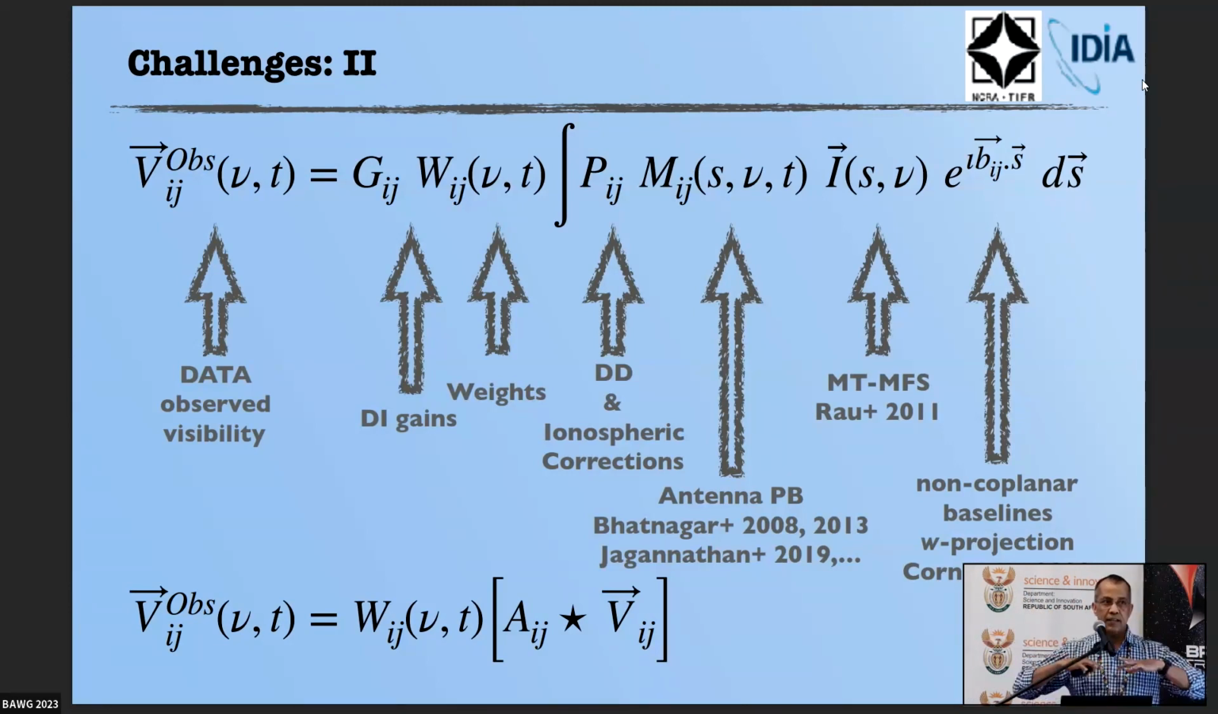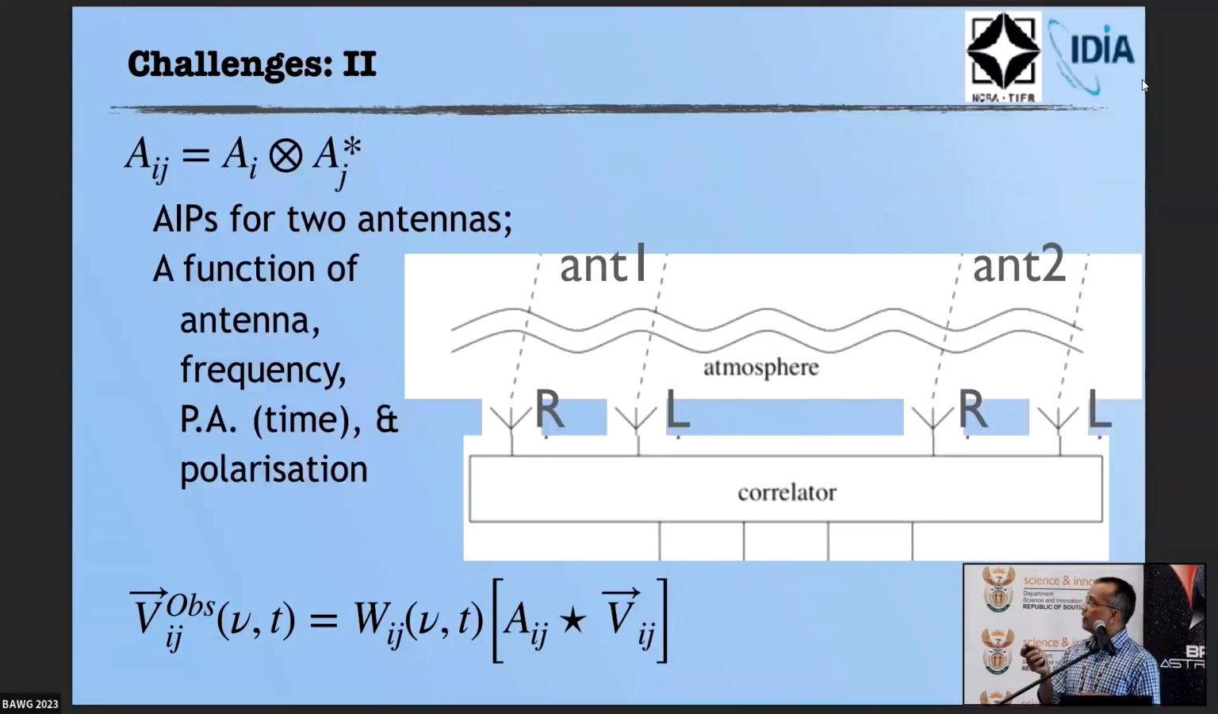And of course, GMRT is spread over 25 kilometers. They are definitely not planar. It's a non-coplanar baselines problem. So you can translate this equation into this. The next step is your A_ij, which is nothing but the convolution of 2 antennas. And A is nothing but the aperture illumination pattern of the antenna. If you have this information, then your polarization is in good control for the whole field of view.